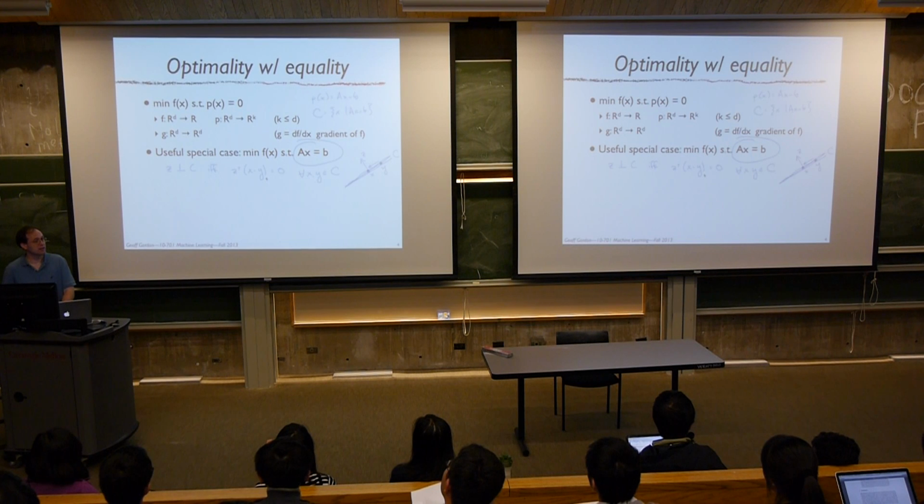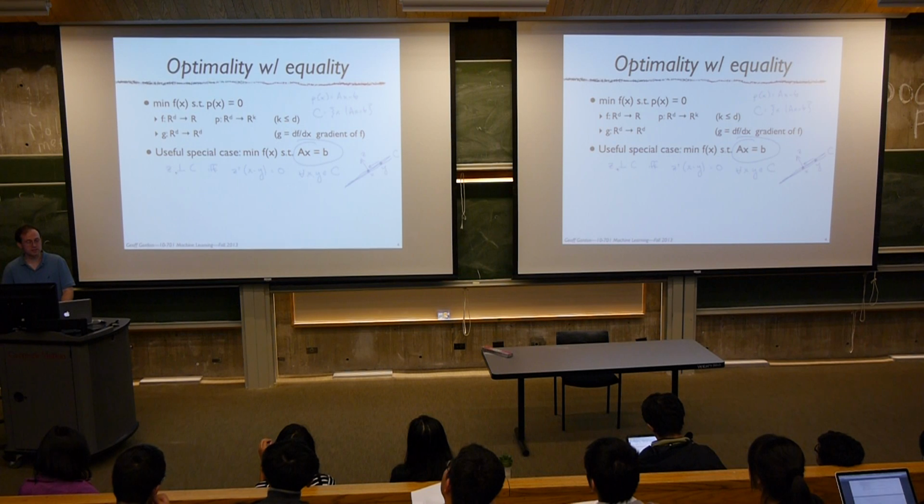Z is a vector here. Right now we're just doing this special case, Ax equals b. So this definition holds only for Ax equals b? That's right. Right now we're specializing to Ax equals b, which is p of x is Ax minus b, and this is what it means for a vector z to be orthogonal to that set C.